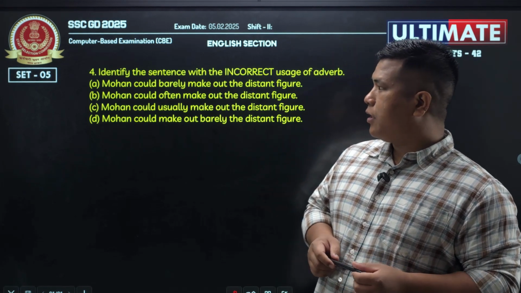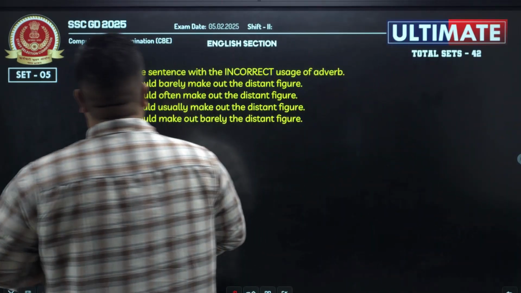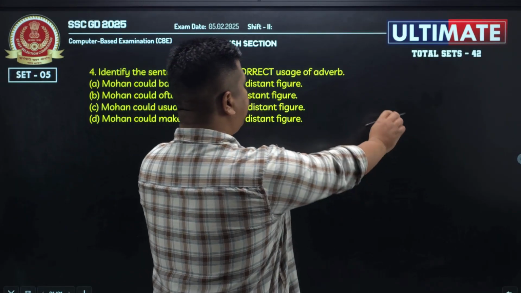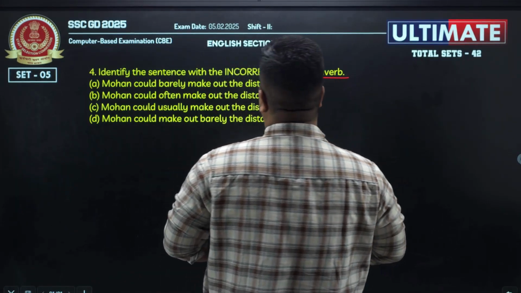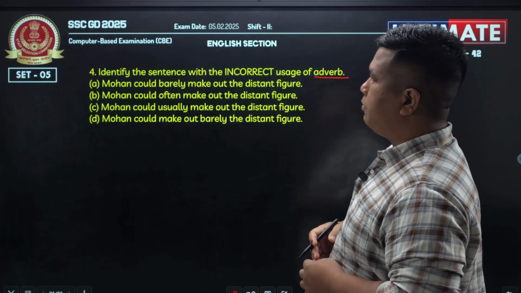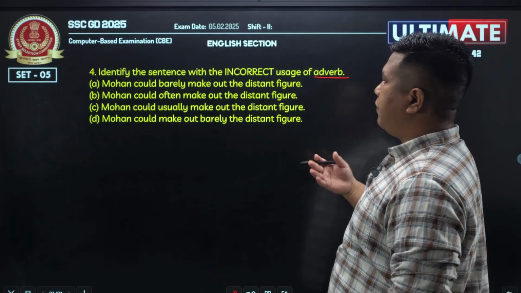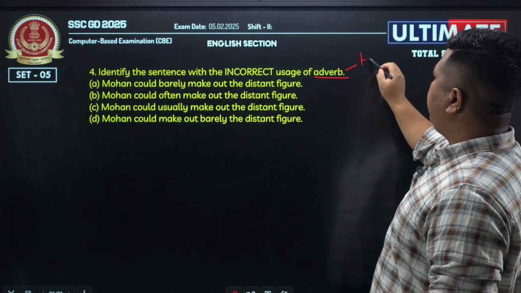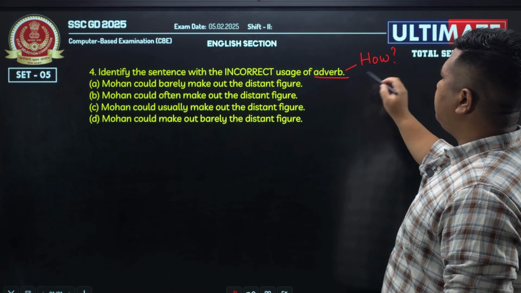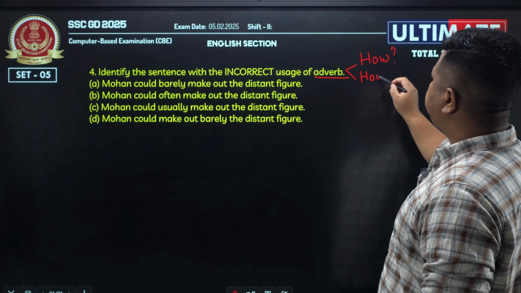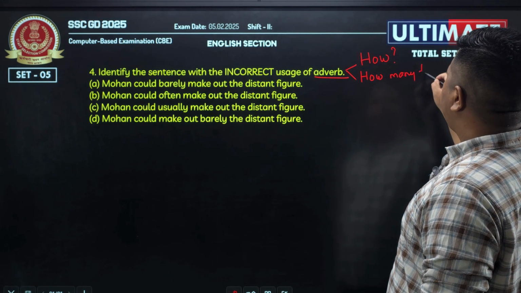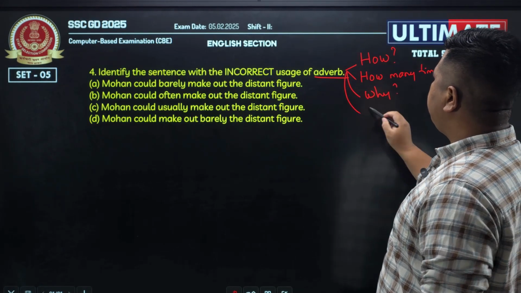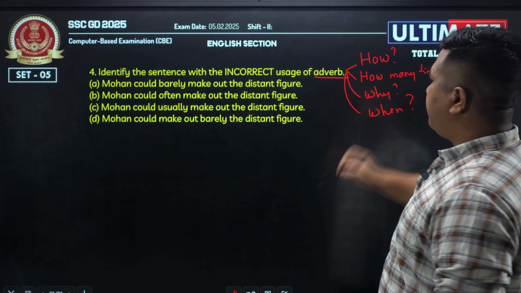So let's see the first grammar question, question number 4. Identify the sentence with the incorrect use of adverb. As we have been saying before, adverb is a very important concept in the GD paper. If you're preparing for GD, then you have to be very familiar with adverb. You can always identify an adverb by asking yourself the questions how, how many times, why, when. The answers to these questions will give us an adverb.